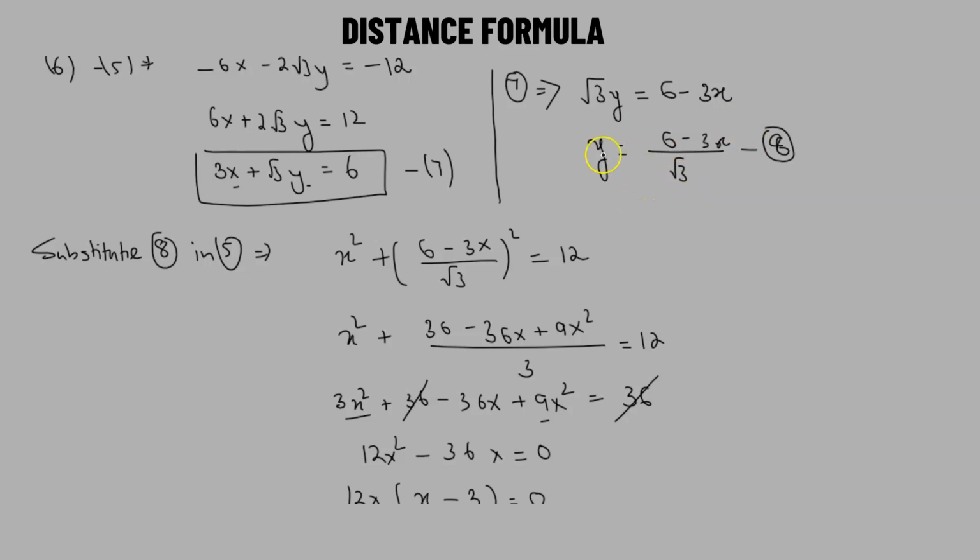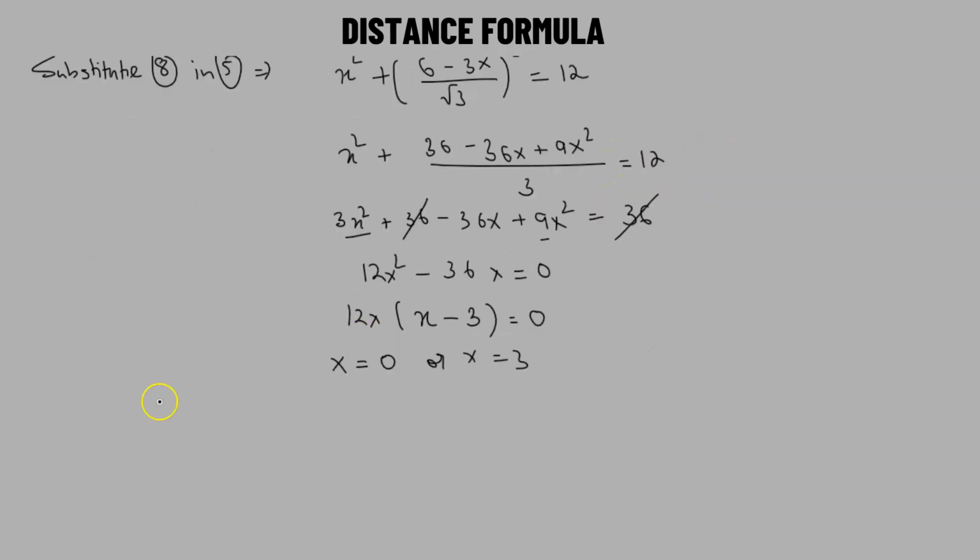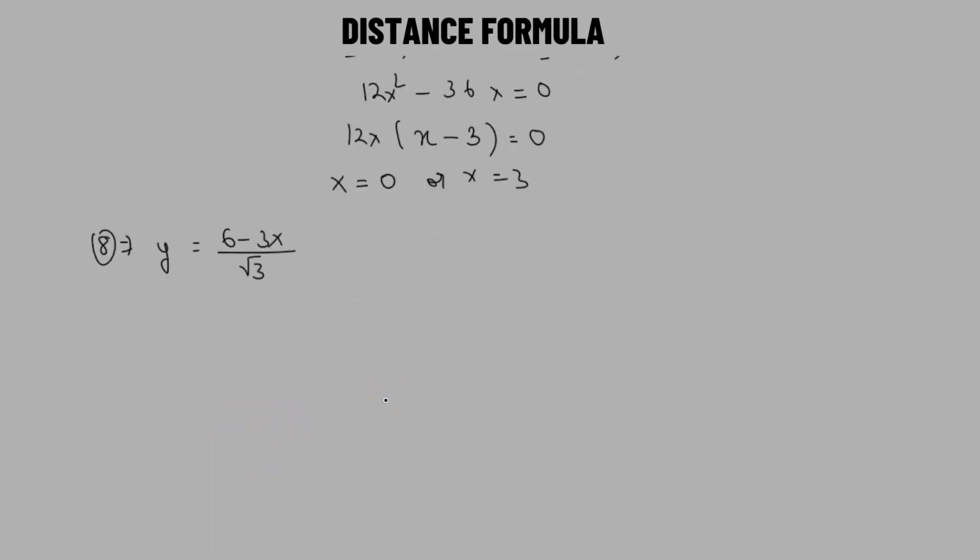So let's use equation number 8. Here we have y equals 6 minus 3x whole divided by square root of 3. Now we'll use the value of x. When x is equal to 0, then y comes out to be 6 minus 3 times 0, divided by square root of 3. So we get 6 divided by square root of 3, and we get 2 times square root of 3. So that means one of the coordinate points is going to be 0, 2 times square root of 3.